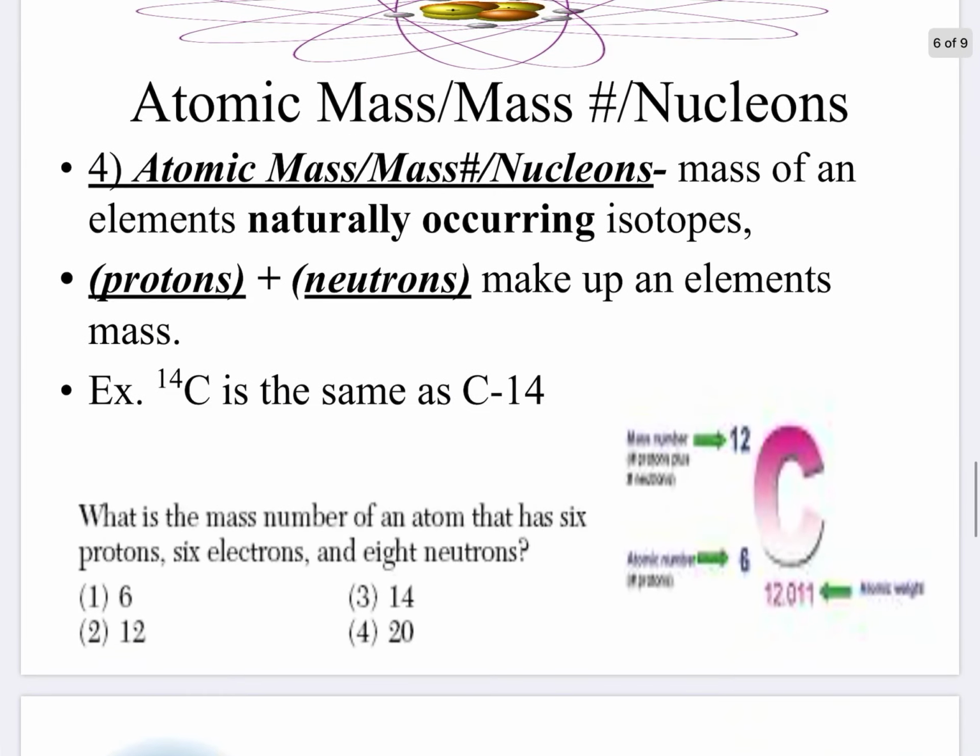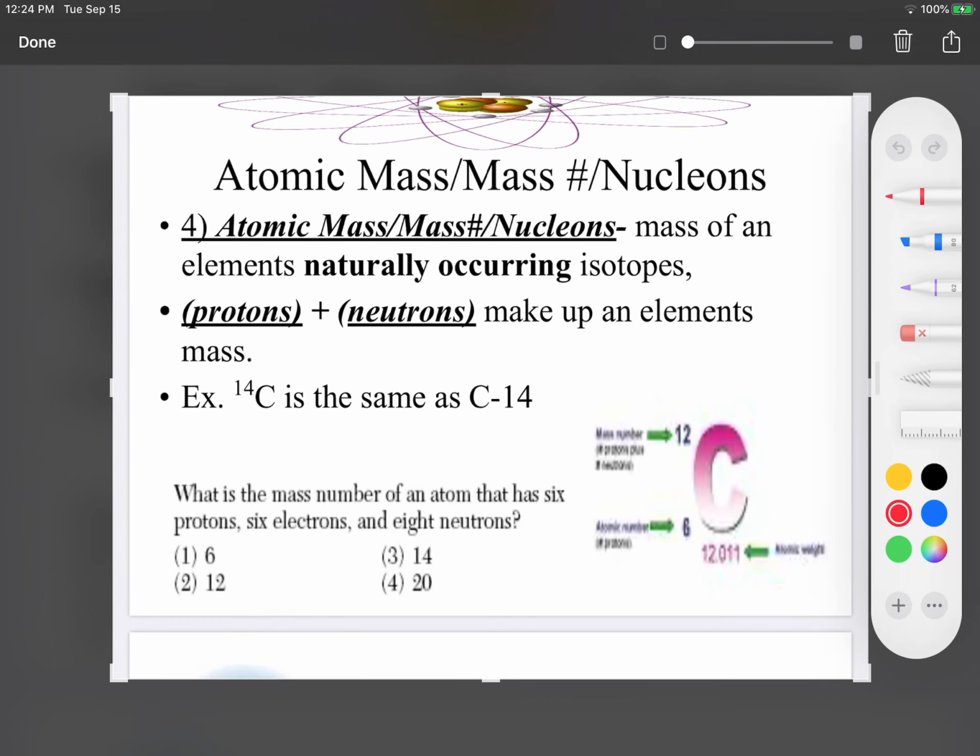Move on. Atomic mass. If I say atomic mass, mass number, or nucleons, that means the same thing. It's the mass of an element's naturally occurring isotopes. We'll get into isotopes on the next day's slide. Basically, there's more than one type of each element, for most elements, not all, except the radioactive ones. We'll go over that down the road.